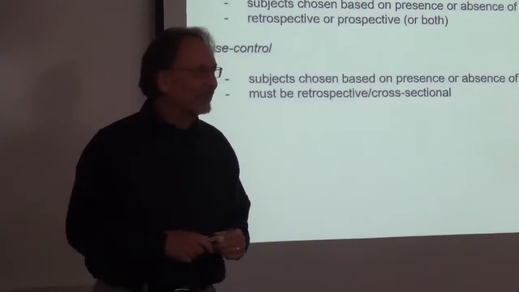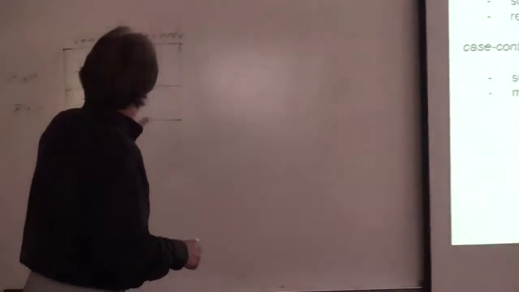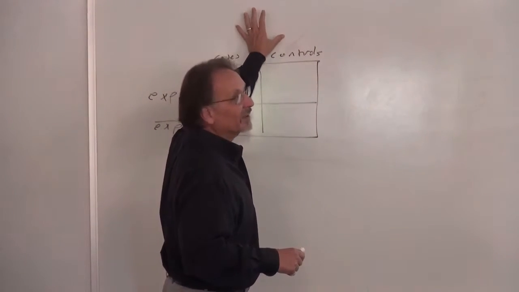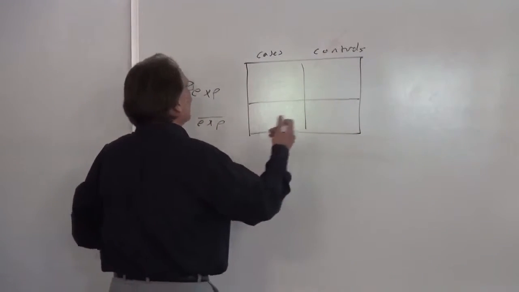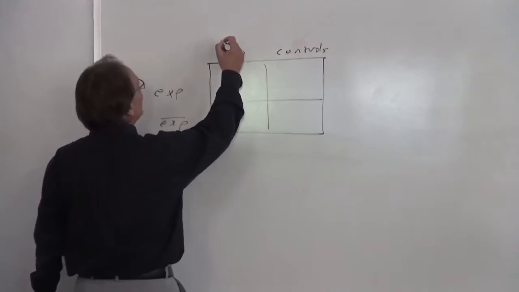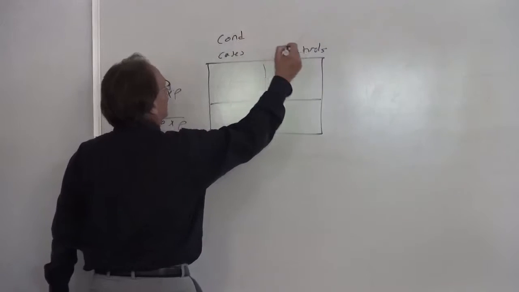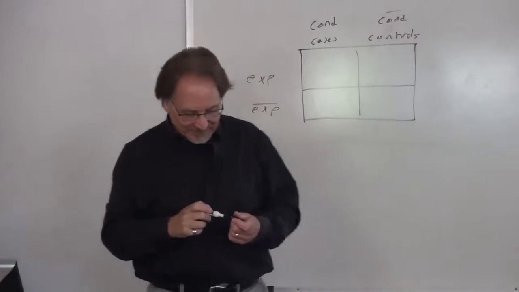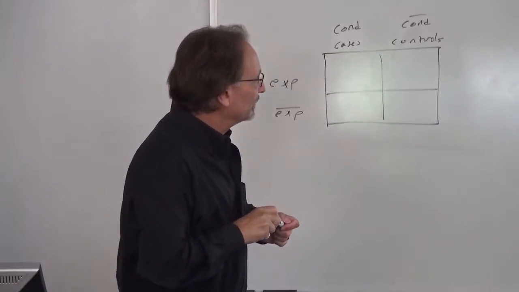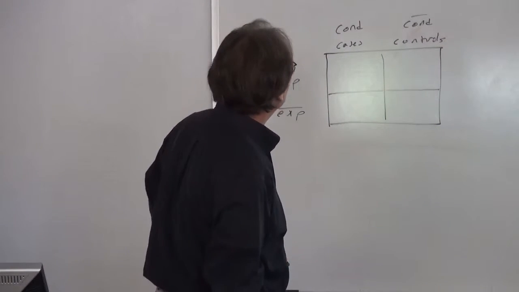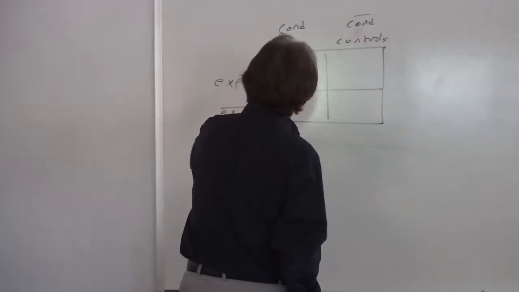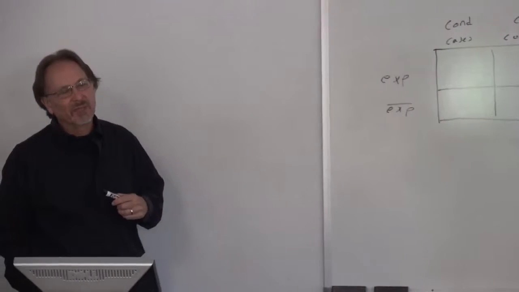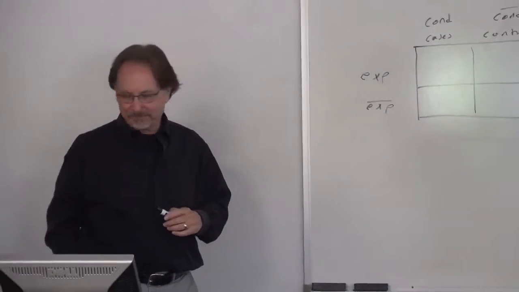Okay? So for the case control, you choose people based on whether they are cases or controls, whether they have the condition or not. And cases are people, I probably should have said this, cases are people who have the condition, and controls are people who do not have the condition. Yeah, probably important to say, sorry about that. So you choose them based on the condition, and then reconstruct their exposure. And it's cross-sectional, kind of retrospective in some ways.